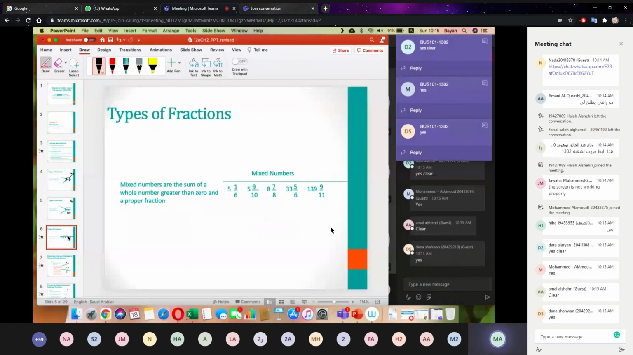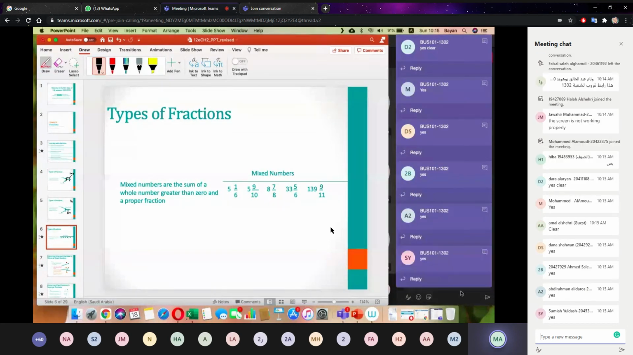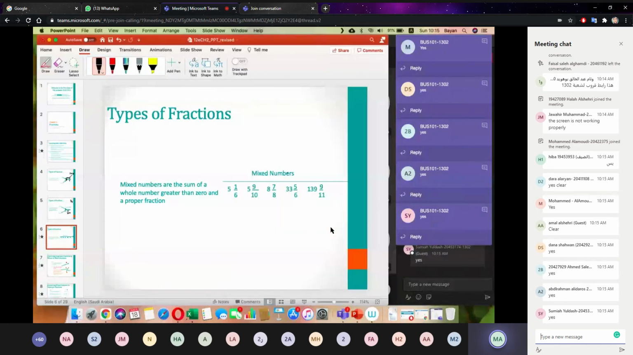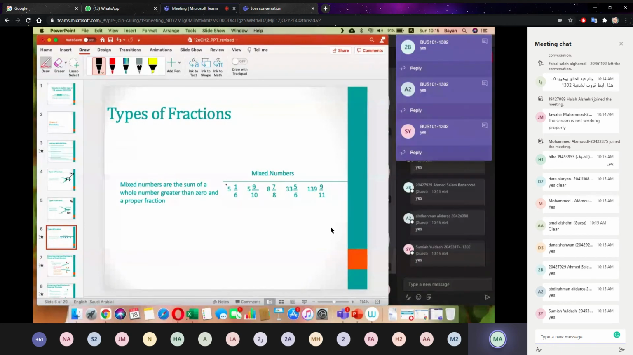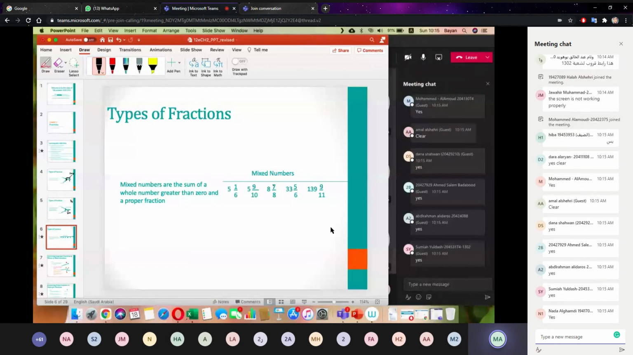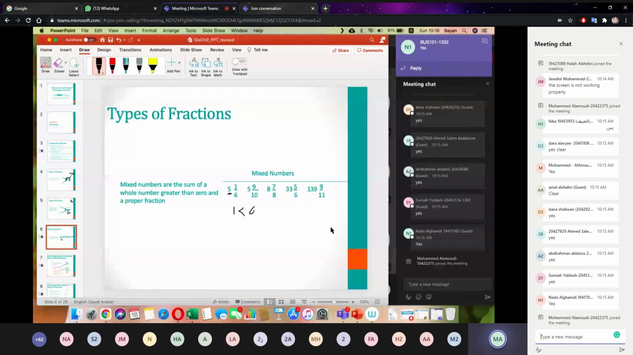Okay. Now we have the last type of fraction. We call it the mixed number. What is the mixed number? When we have a whole number like number 5 here and proper fraction. If you have whole number and proper fraction, we call it mixed number. Like here we have 5 with 1/6. 1 is less than 6. So we call it mixed number.